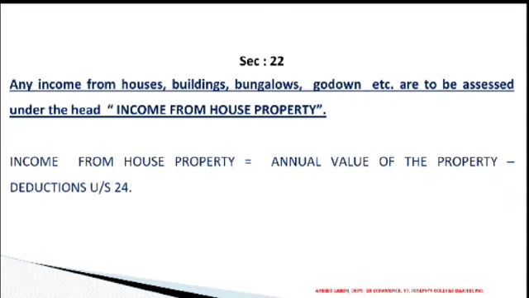And minus deduction under section 24. We have two deductions under section 24. One is a standard deduction at 30% from the net annual value. Another is interest on borrowed capital. For interest on borrowed capital, we have the pre-construction interest and post-construction interest, and the pre-construction period also we have to calculate for finding that.